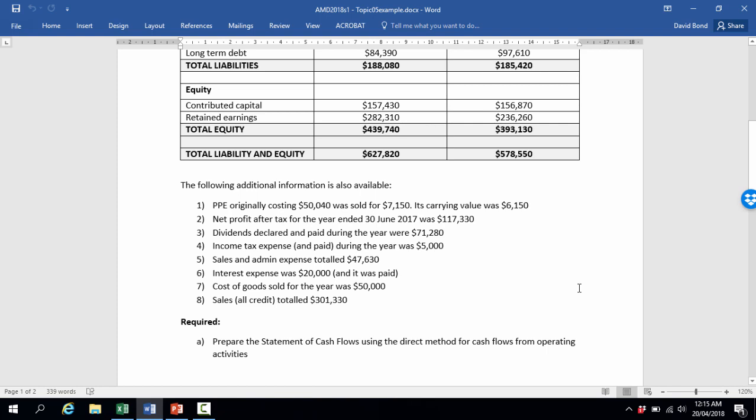You could have it set out as a profit and loss statement, although not everything in that would necessarily be in the profit and loss statement, and there may be other information which we can work out later which would be in the profit and loss statement but is not presented as that additional information. And the aim here is to prepare a statement of cash flows using the direct method for cash flows from operating activities.